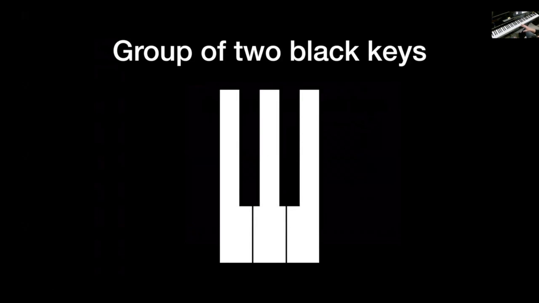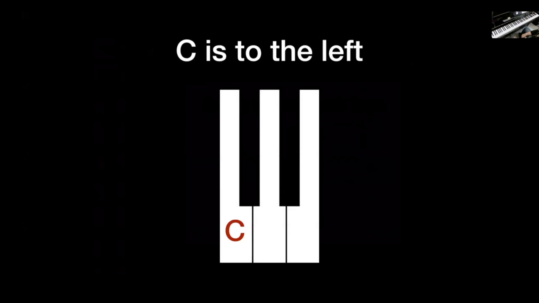So let's have a look at the group of 2 black keys. Around the group of 2 black keys, there are 3 white keys. And the first note that we're going to discover is C. C is the note to the left of the group of 2 black keys.